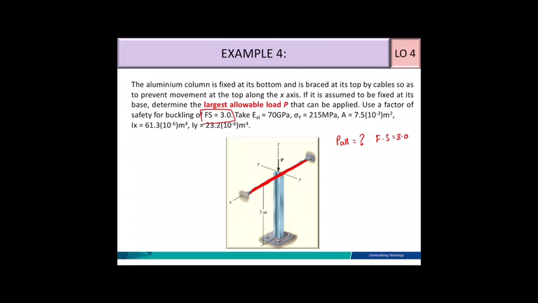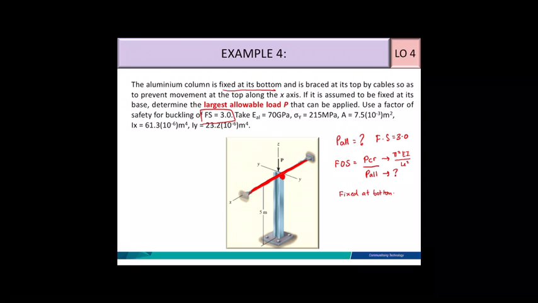Then you know that to determine the allowable load, you have a factor of safety formula, which is factor of safety is equal to critical load divided by allowable load. This one you need to find. PCR you can determine by using Euler formula, pi square EI over LE square. And you know that here it mentioned this column is fixed at its bottom. Usually, if it is braced, we will have a pin connection for brace.